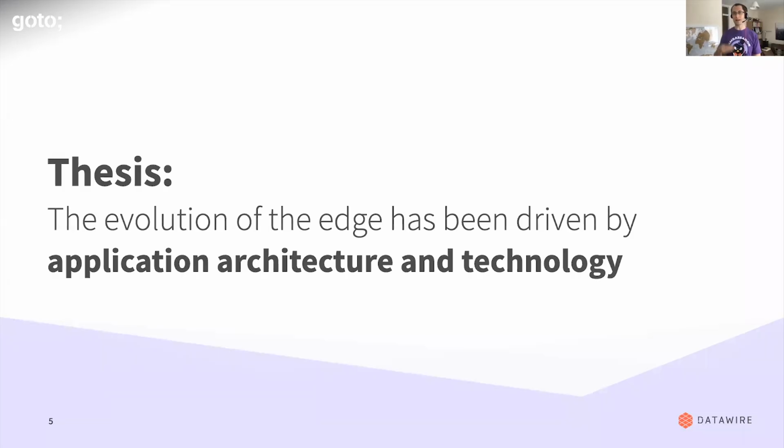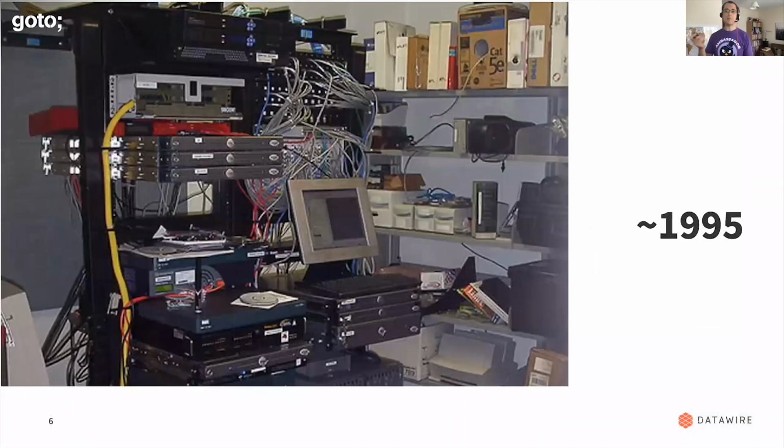Now, the thesis that we've come up with at Ambassador Labs is that the evolution of the edge has primarily been driven by application architecture and tech over 25 years or so. Let me run through, very quickly in the first 10 minutes of the talk, the history, then I'll look at some of the challenges with microservices, and in the final 10 minutes, I'll look at some of the challenges and strategies around Kubernetes platforms and API gateways.